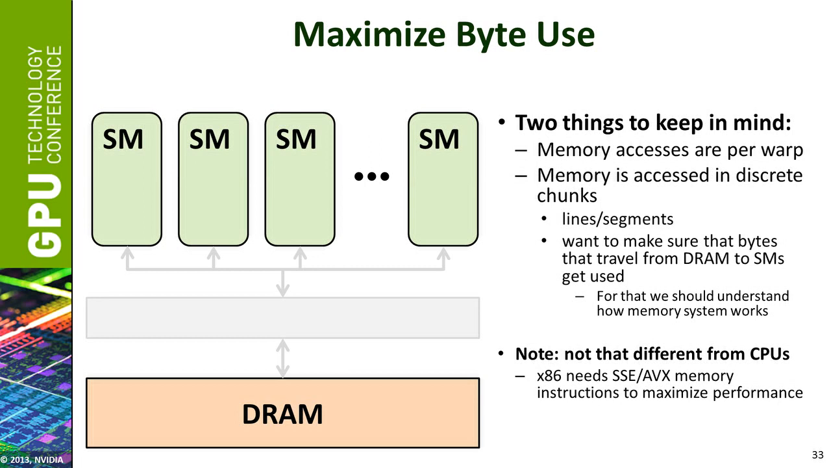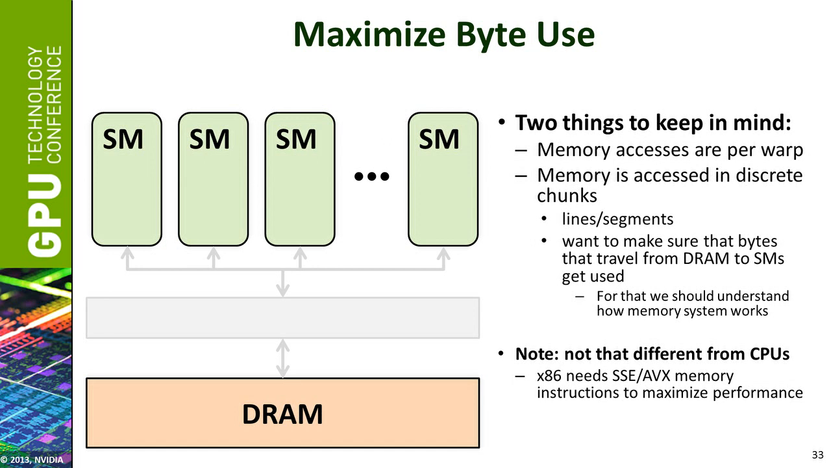When we access DRAM, we don't access just the word that we need. Let's say you need to fetch a single Boolean value, which might be a single byte. You will get at least 32 bytes out of DRAM. So more bytes arrive than you might have requested. So you want to utilize that bandwidth. All the bytes that travel between the SMs and DRAM, you want to use as many of them as possible because you are paying for them to travel.